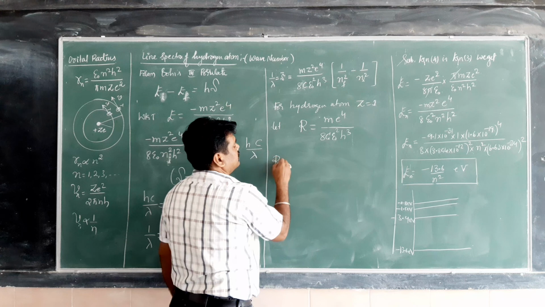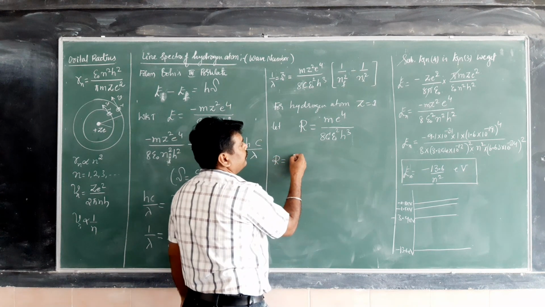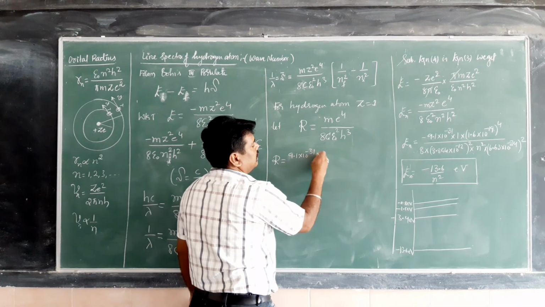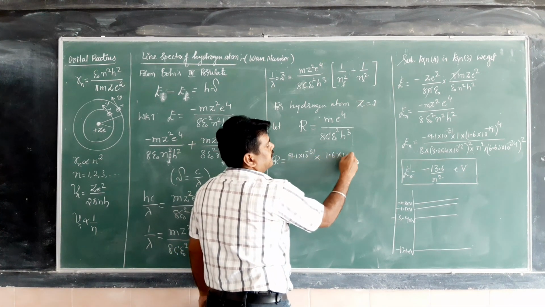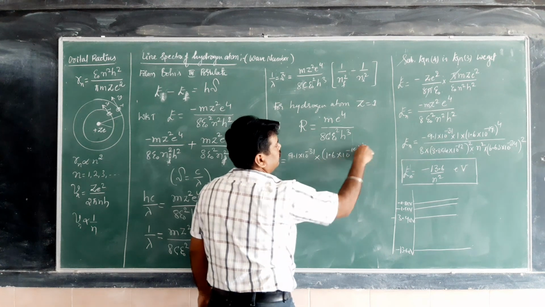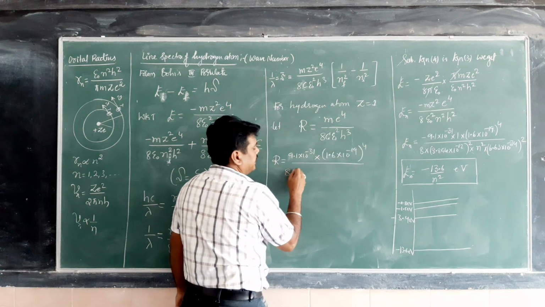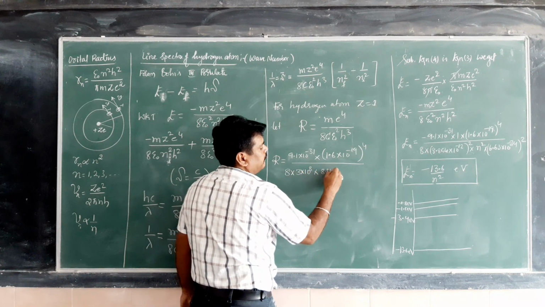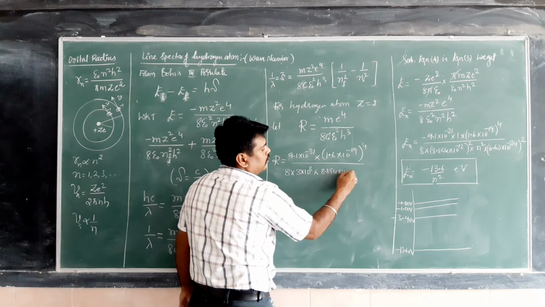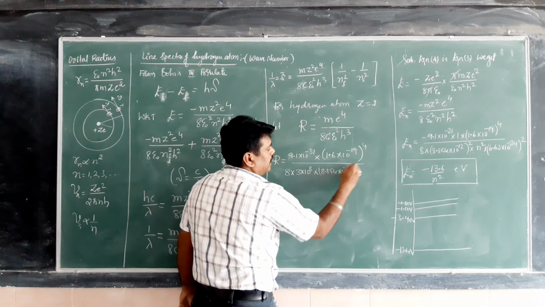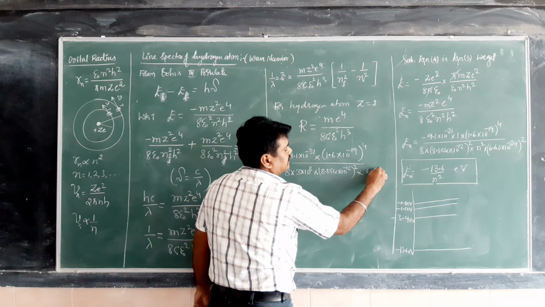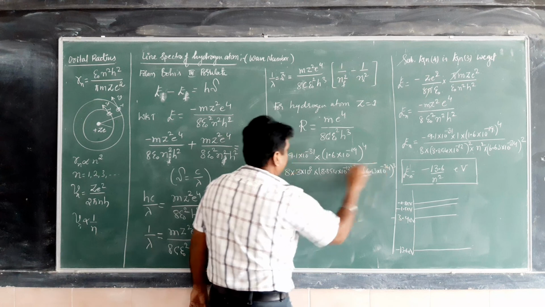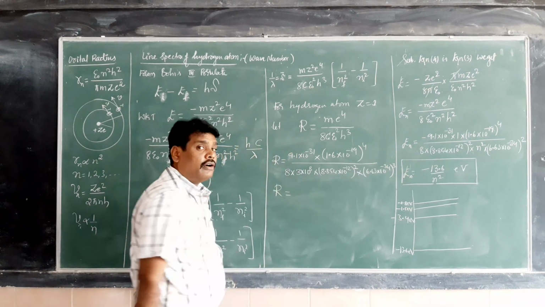To calculate the Rydberg constant, R is equal to m, the mass of electron 9.1 into 10 to the power of minus 31, charge of electron 1.6 into 10 to the power of minus 19 whole to the power of 4, whole divided by 8 into 3 into 10 to the power of 8 into 8.854 into 10 to the power of minus 12 whole squared into 6.63 into 10 to the power of minus 34 whole to the power of 3. After calculating, this is for the hydrogen atom.